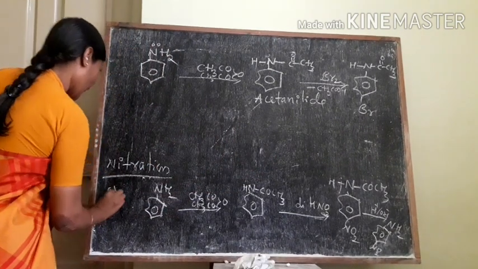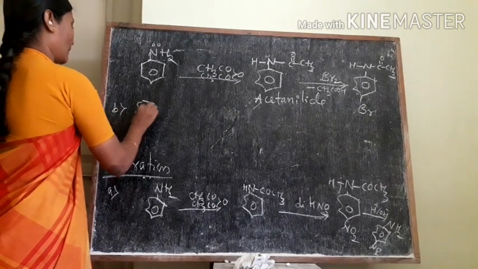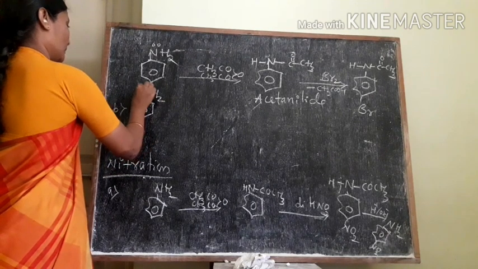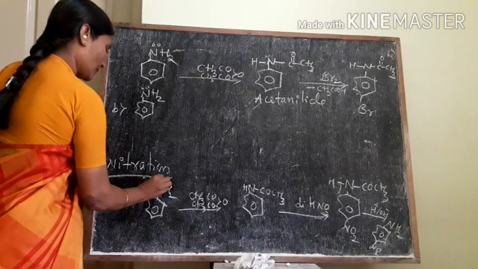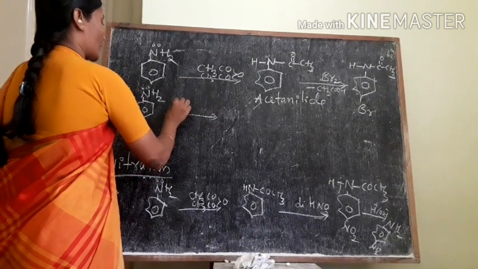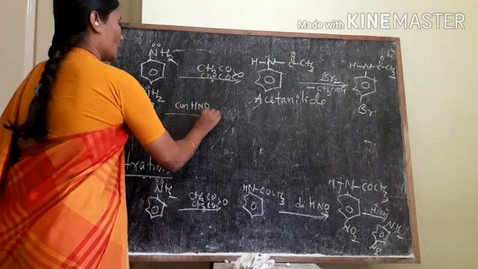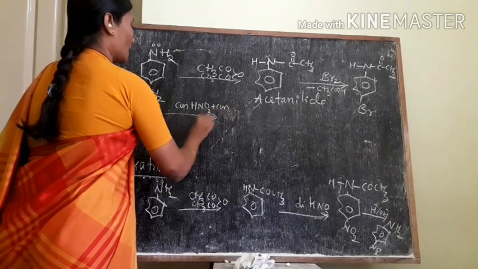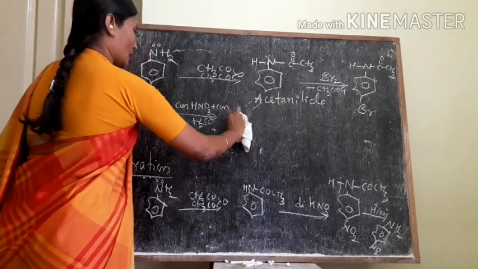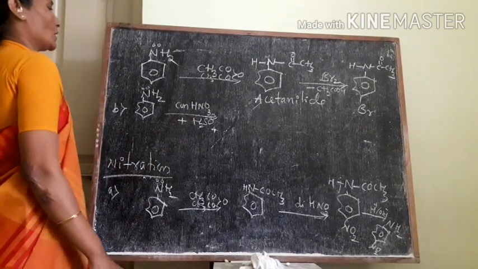Nitration A, nitration B. What happens in concentrated condition? The nitrating mixture is concentrated HNO3 plus concentrated H2SO4.